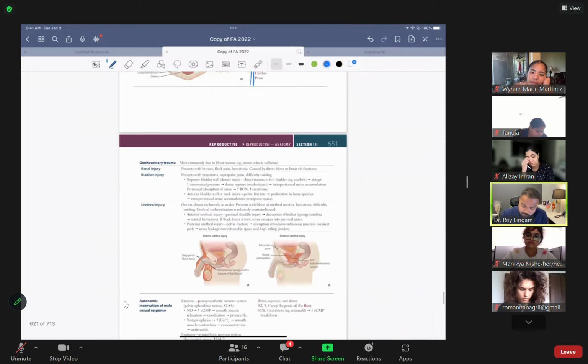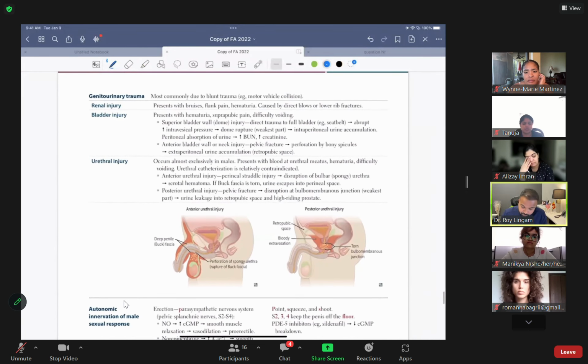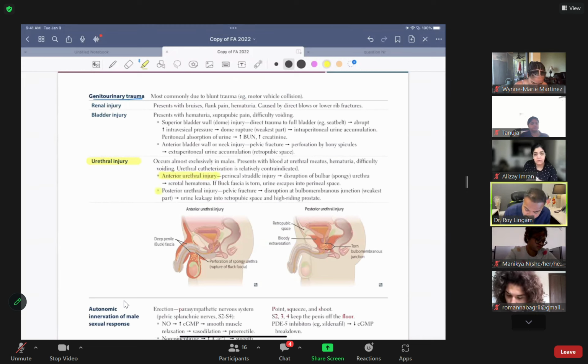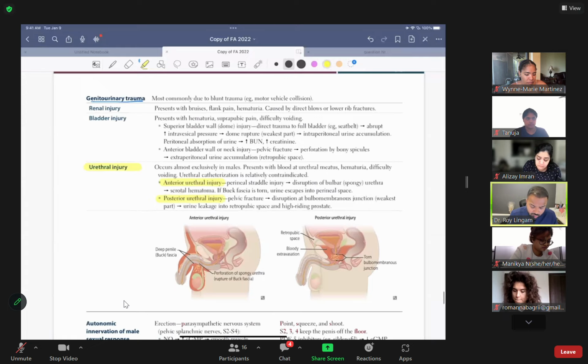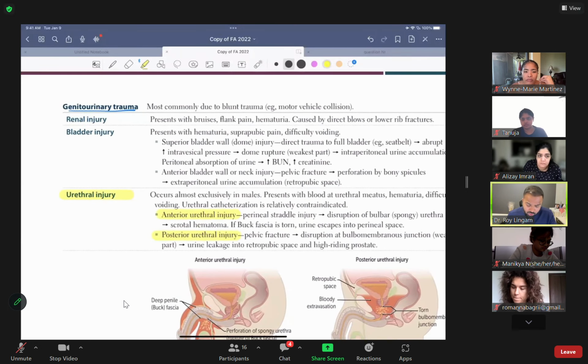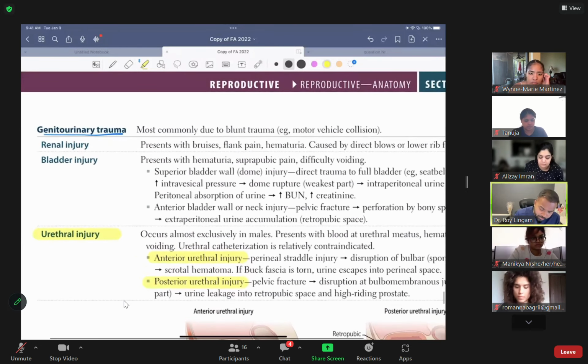Okay. Now next is this one. There's something called genitourinary trauma. In that, this is one of the higher topics, folks. Okay, urethral injury. There are two types of urethral injury: anterior and posterior. So we'll talk about that, and then I will come to your renal. You know what? Let's start from the top. So first, renal injury.